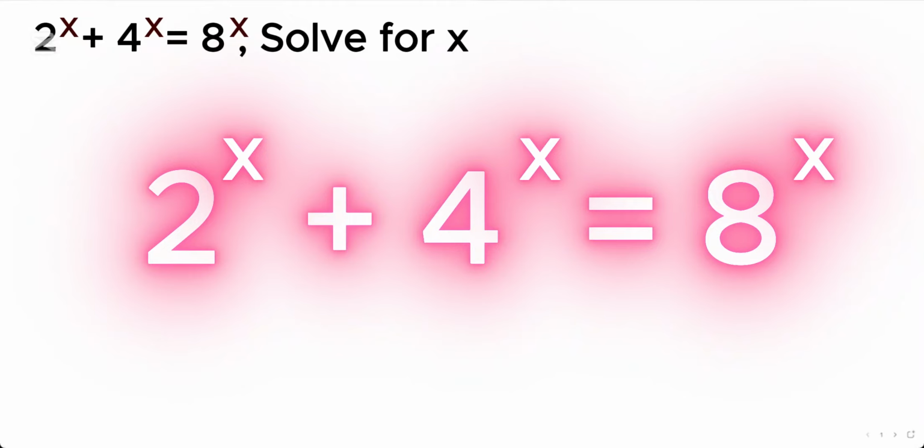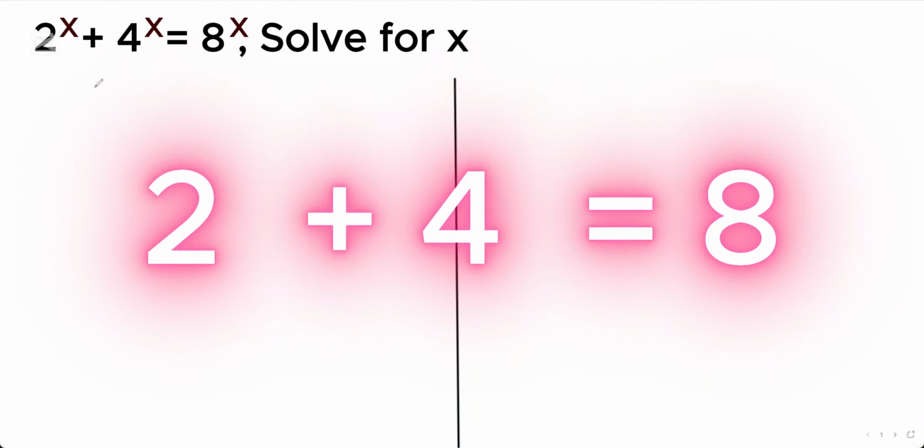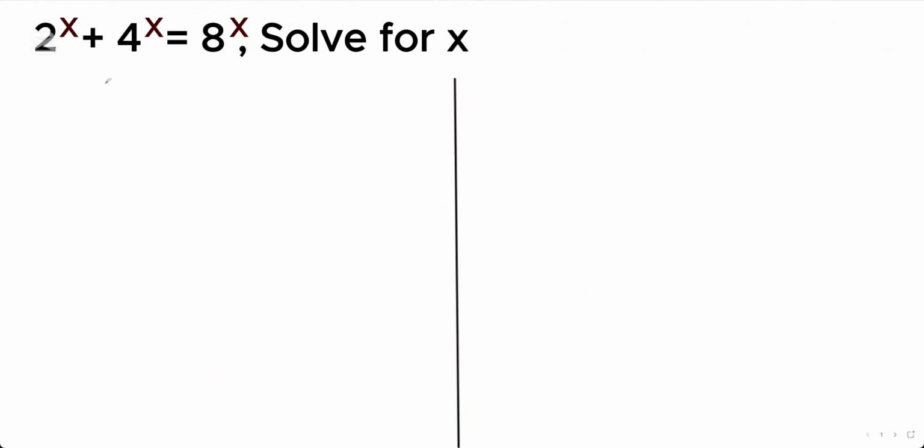Let's get started. So here, the first thing we need to do is change all of them to the same base, which is base of 2. So I'm going to write this as 2 to the power of x plus 2 to the power of 2x. And the 8 is 2 to the power of 3x.